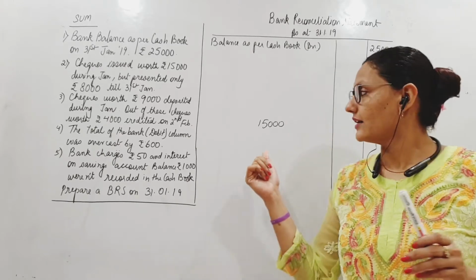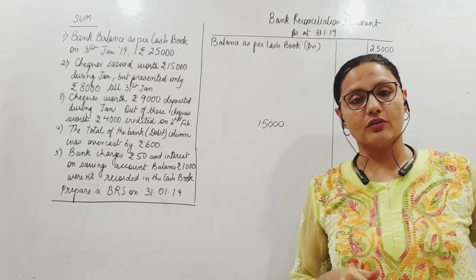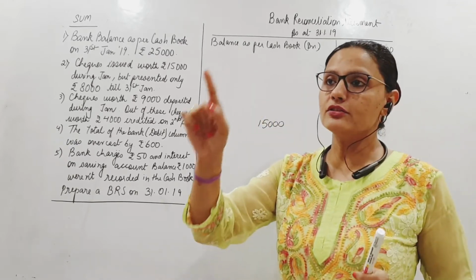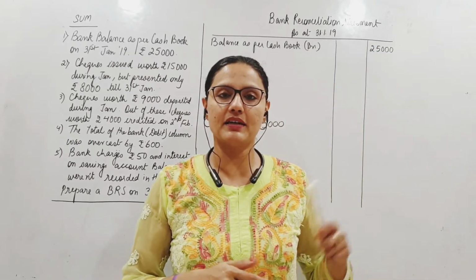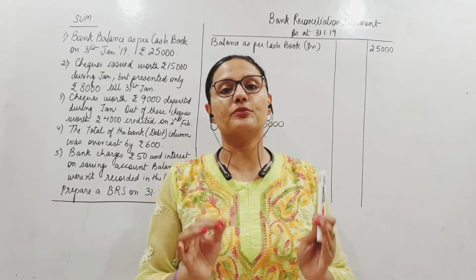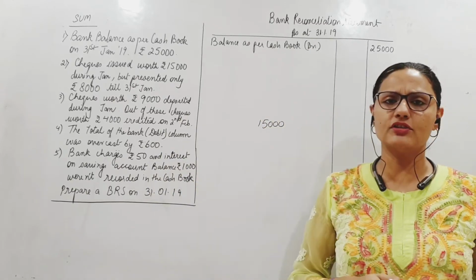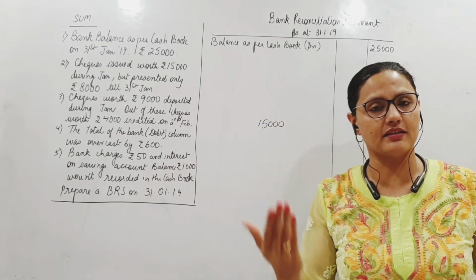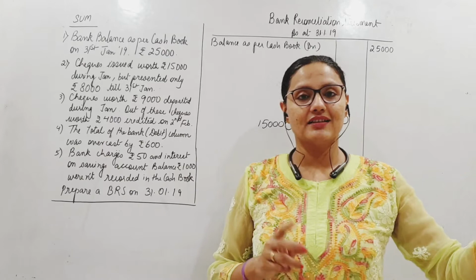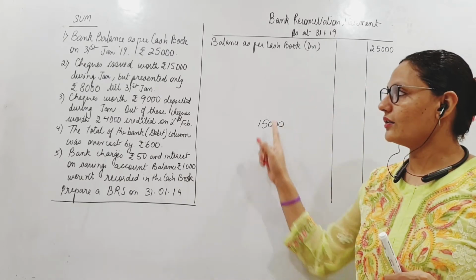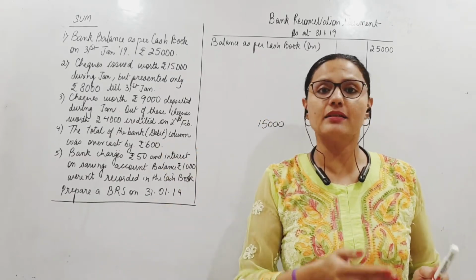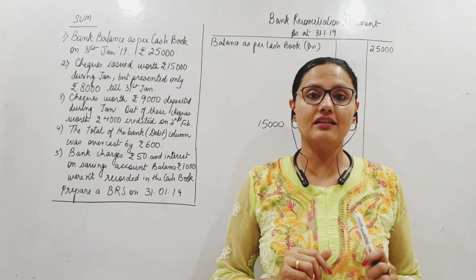Were all these checks also presented to the bank for payment? You all know that I issue a check, but the person to whom I have given it might not present it in the same month, because checks are valid for 3 months. So he has the option of not presenting the check during the month of January. He might present it in February, he might present it in March. Whenever he presents, the bank will make the payment. So there is a time lag. I record whenever I issue the check in the cash book, but the bank will record whenever it makes the payment. So there is a difference in the time frame.